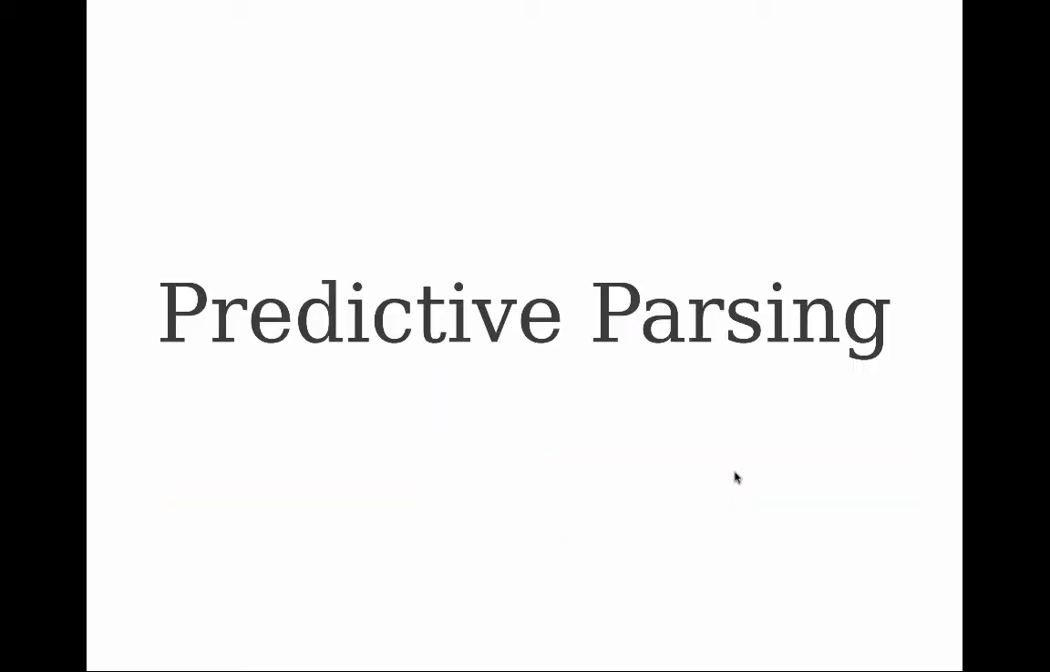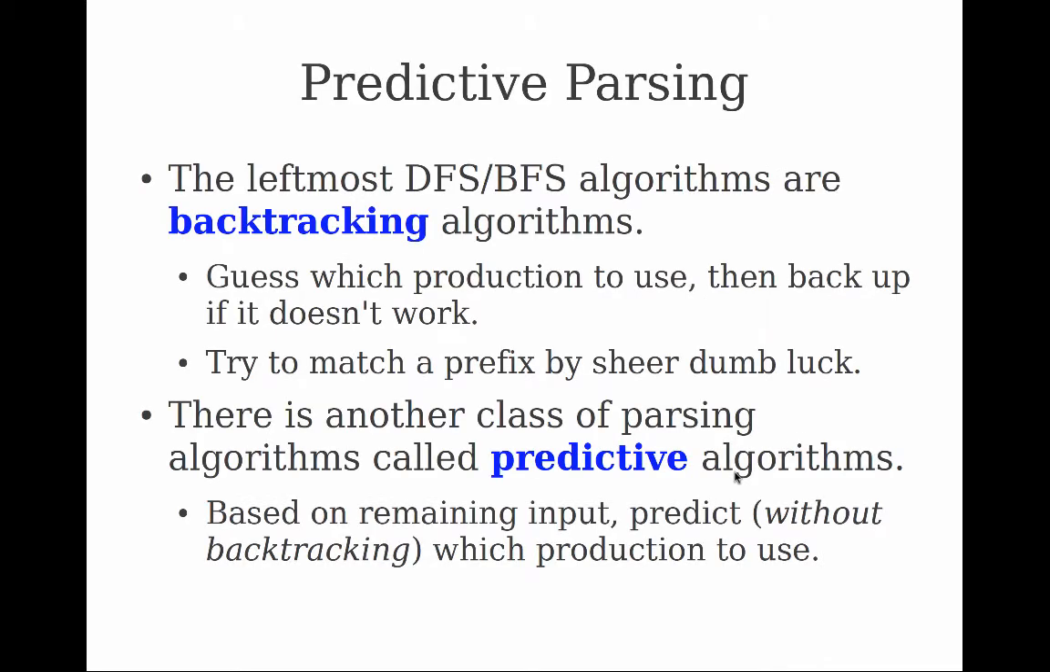Okay, so we've got breadth-first and depth-first. Let's talk about another technique called predictive parsing. In predictive parsing, the leftmost depth-first and best-first search algorithms are modified. Those algorithms do what's called backtracking. They try to guess a production to use, and then they back up if it doesn't work.